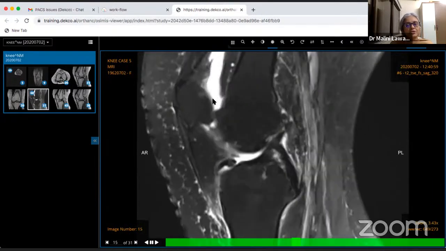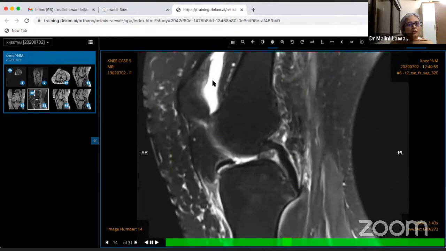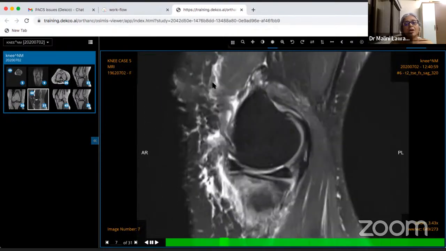And this joint effusion looks very clean, it doesn't have any synovial thickening or debris. Also, this patient has not had any trauma, and that history would be important. Then I notice a small linear subchondral hypointensity, and that's telling me that this is likely a subchondral insufficiency fracture. But we'll look at other sequences also.